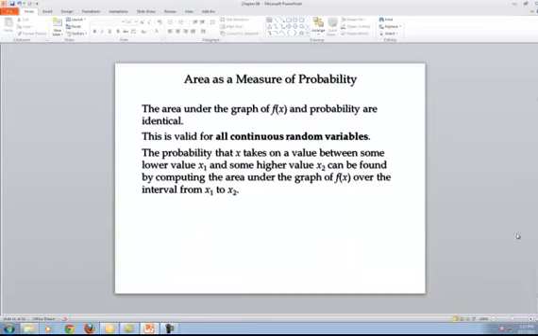So, this is what you should take note, that the area under the graph and the probability are identical. Hence, if you can measure physically the area under the graph, you can measure the probability of the number falling within that interval. But there's no need to do that physically, because there are formulas that we can use for estimating the probability of continuous random variables.